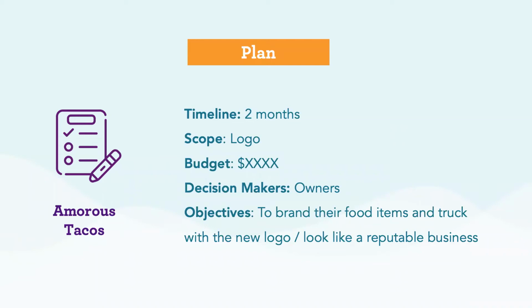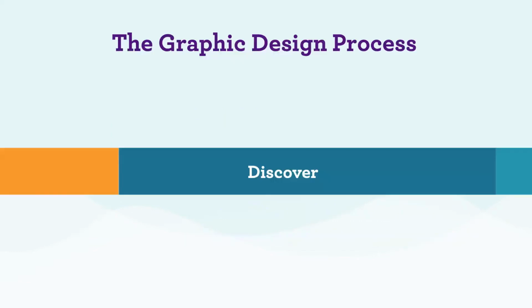So the scope is we're going to do a logo. The budget, we have a budget for that. Let's just say it's XXX. The decision makers are definitely the owners of the business. And the objective is really to just brand their food items and their truck with this new and cool logo and make them look like a reputable business, even though they're just getting started. So that's a great challenge to have. So we're going to plan accordingly so that we can tackle this project in time. So we've got identify, we've got plan, and now what we need to do is discover.